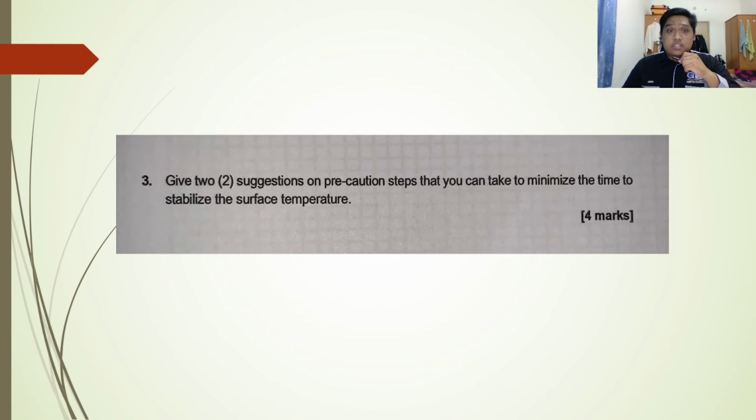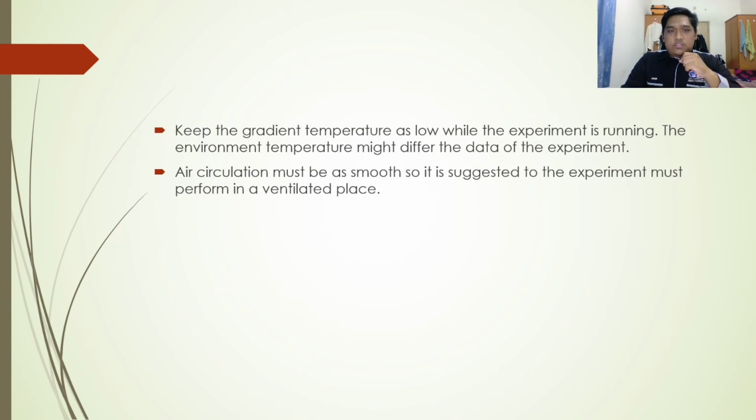For discussion number 3, give 2 suggestions on precaution steps that you can take to minimize the time to stabilize the surface temperature. For the first suggestion, keep the environment temperature as low as possible while the experiment is running. The environment temperature might affect the data of the experiment. The second suggestion is air circulation must be smooth, so it is suggested that the experiment must be performed in a ventilated place.